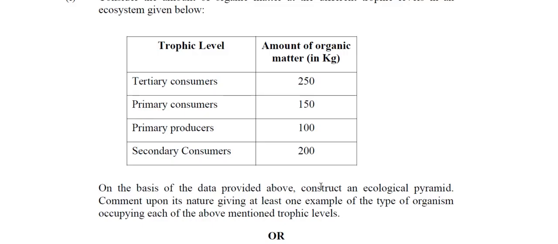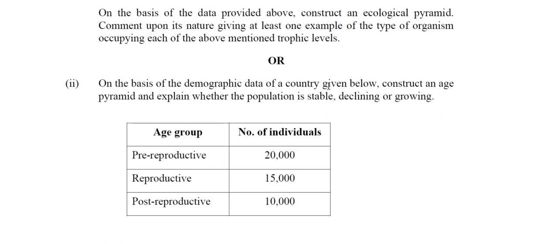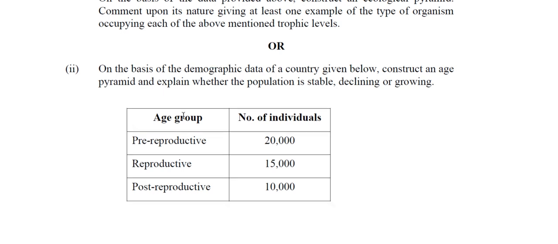Now, in question number 13, they have given another question. They have given an OR, and after that, they have given: on the basis of the demographic data of a country given below, construct an age pyramid and explain whether the population is stable, declining, or growing. So we have to draw another pyramid, but it will be an age pyramid. They also asked a few questions about the population, when it will be stable, declining, or growing.